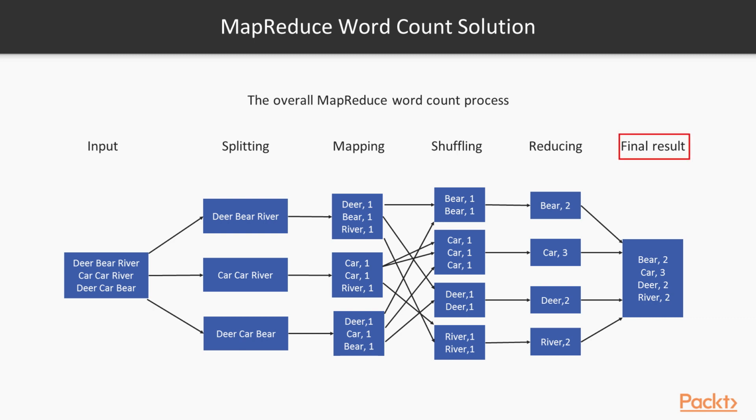And for the final result, every worker can save its result to the final file, so beer 2, car 3, deer 2, river 2, and so on.